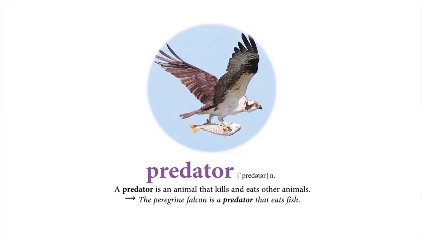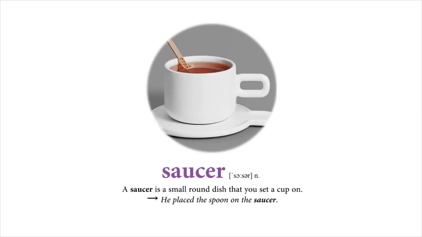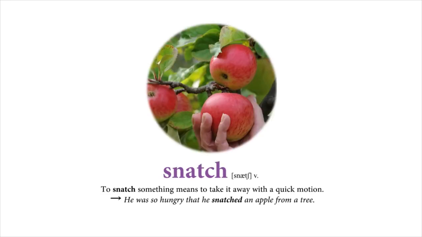Predator. A predator is an animal that kills and eats other animals. The peregrine falcon is a predator that eats fish. Sane. If someone is sane, they can think in a normal way. Oliver does not act like a sane person when he is angry. Saucer. A saucer is a small round dish that you set a cup on. He placed the spoon on the saucer. Snatch. To snatch something means to take it away with a quick motion. He was so hungry that he snatched an apple from a tree.